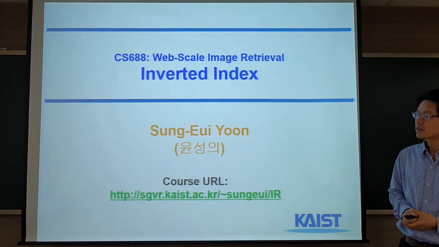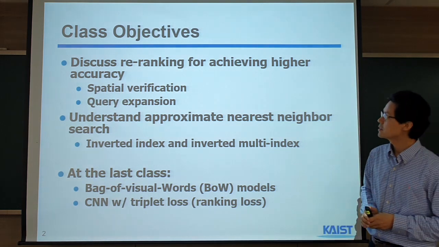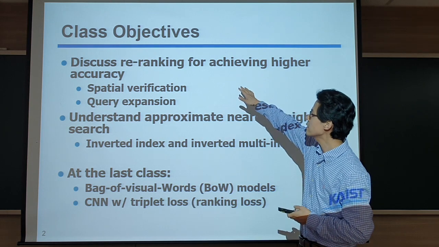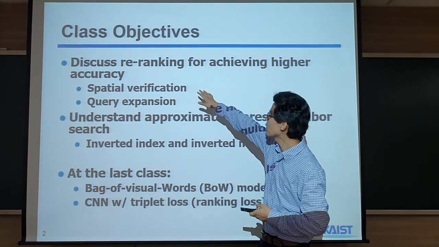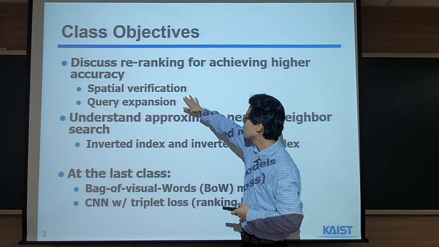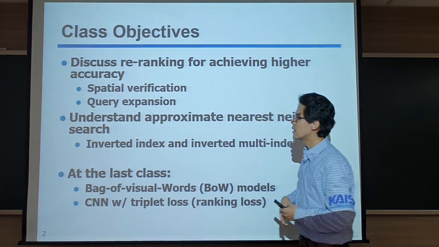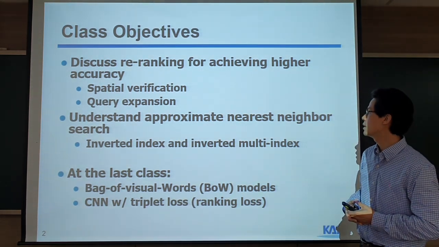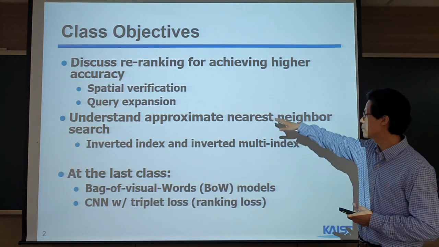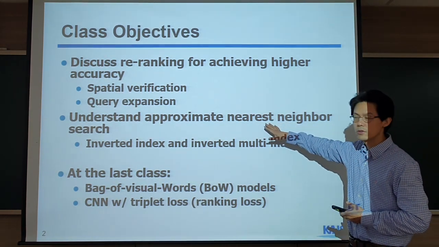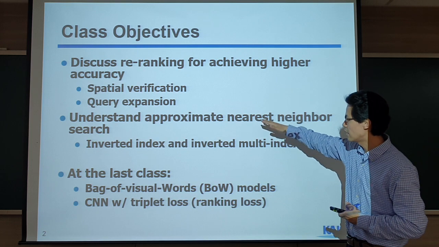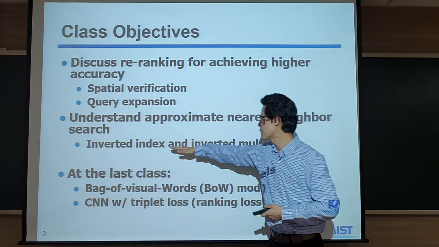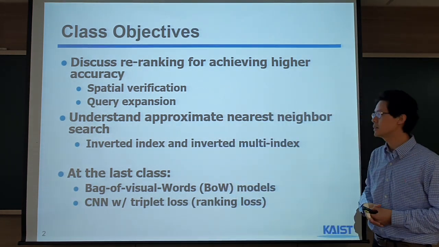Today we'll talk about the inverted index. So these are today's class objectives. We'll talk about re-ranking methods for achieving higher accuracy. As an example of re-ranking, we'll talk about spatial verification with query expansion. And then we'll talk about approximate nearest neighbor search. Basically, image search is nothing but performing approximate nearest neighbor search. So to accelerate this image search approach, we'll use the inverted index, also the inverted multi-index.